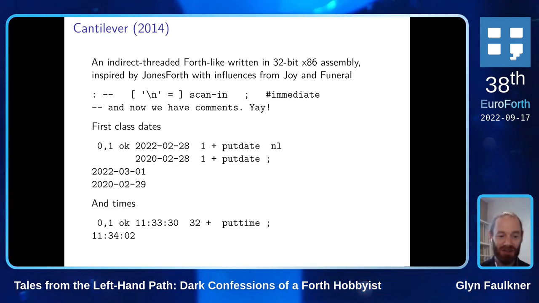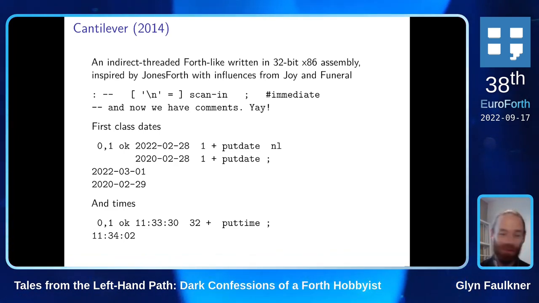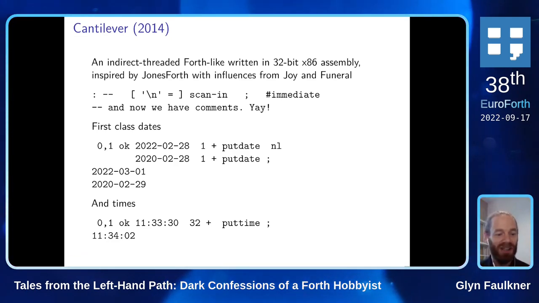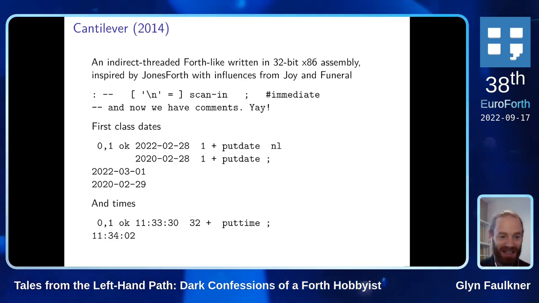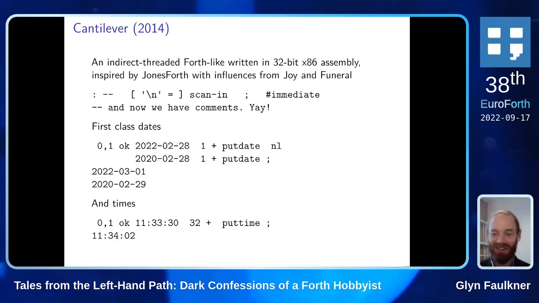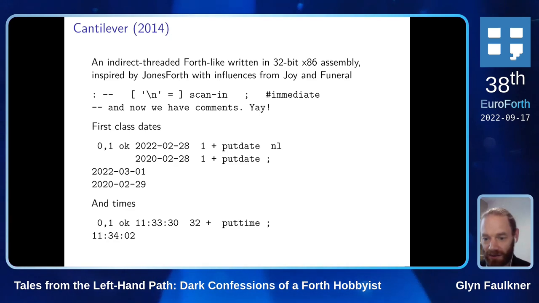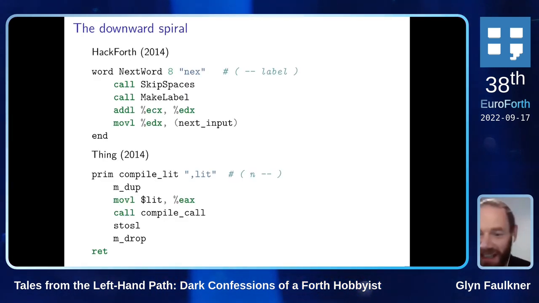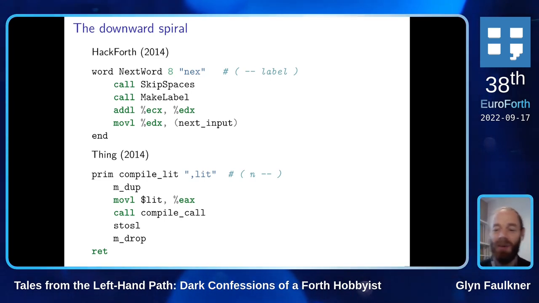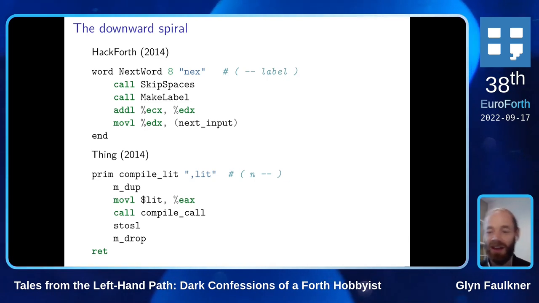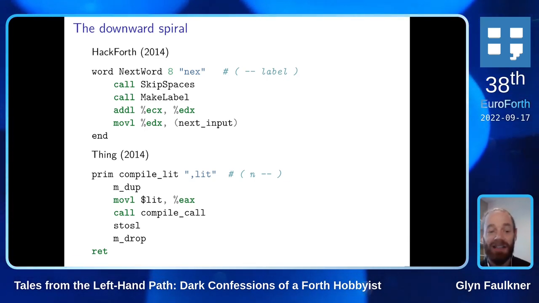And so far, so good. Two languages implemented, both of them having some real-world use. And then I started experimenting, and things started to go downhill. First of all, I started experimenting with different threading models. I tried direct threaded, subroutine threaded code, token threaded code, as well as the original indirect threaded.